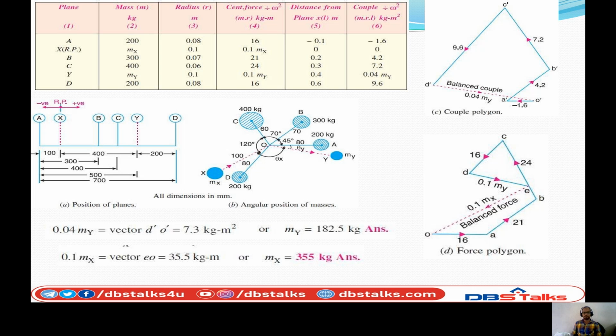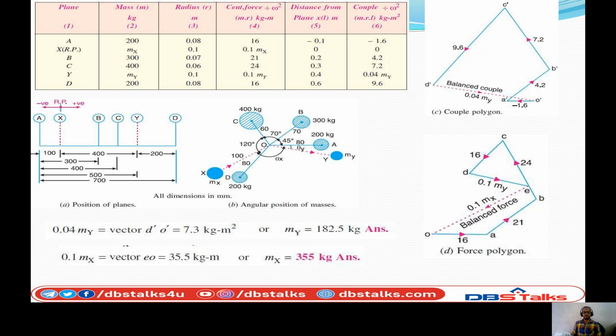That is from A. So the couple polygon also starts with plane A. For plane A, how is the axis? OA is horizontal. So from O to A. But what direction are we keeping here? That is reverse, that is the left side.